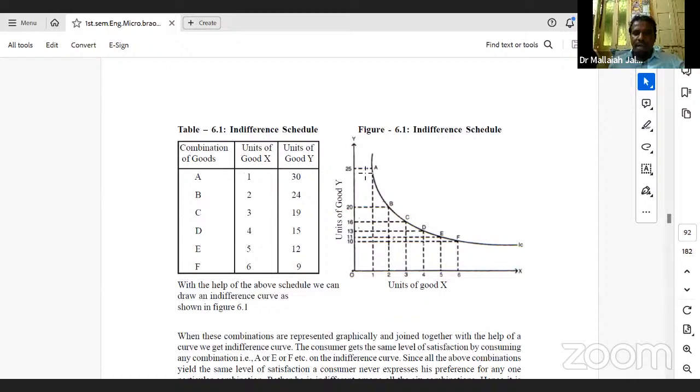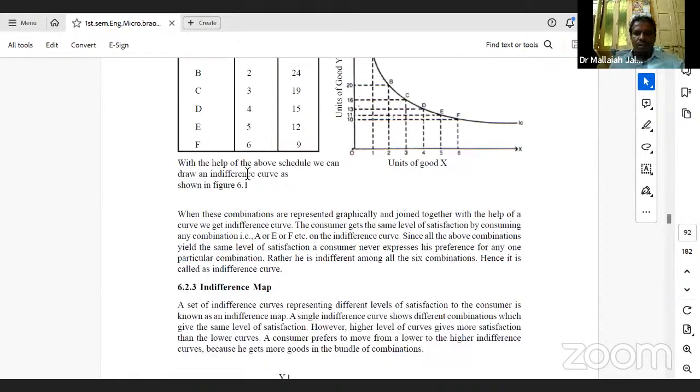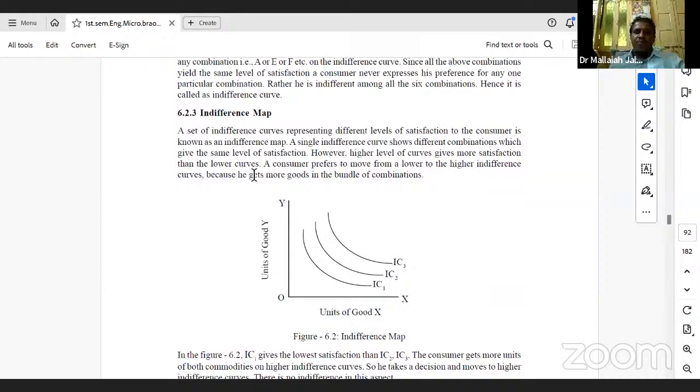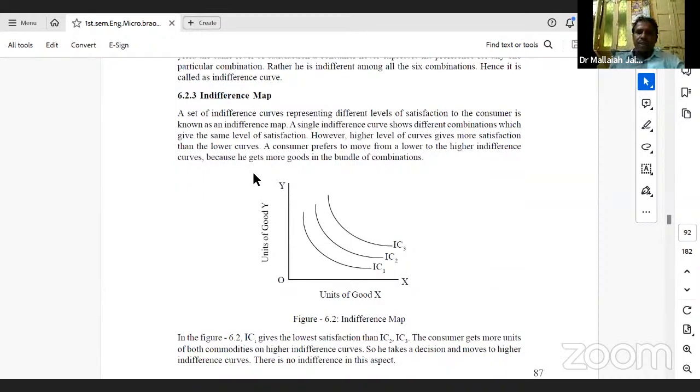If we touch all these points A, B, C, D, E, we get the indifference curve. Then the indifference map. When we observe IC1, what does it mean? Indifference curve 1, indifference curve 2, indifference curve 3. Between these indifference curves, 1 to 2, 2 to 3, n number of indifference curves will be available.